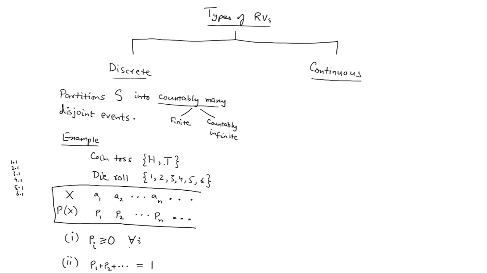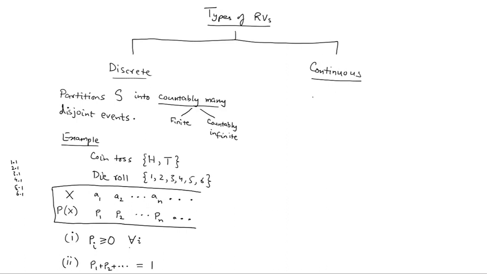Head is one event, tail is another event, and the sample space only consists of head and tail when you toss one coin. Die roll, you could have 6 different subsets, 6 events, and the union of these events is the sample space, and they're finite. Maybe you will understand discrete random variables better when we look at continuous random variables. So please bear with me.